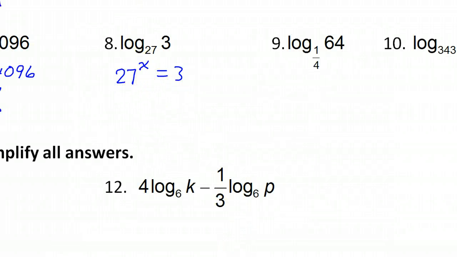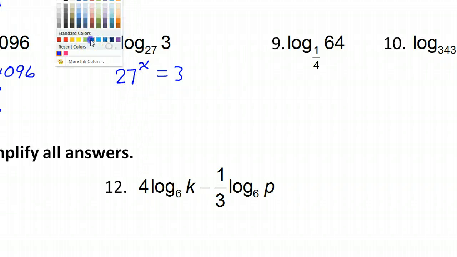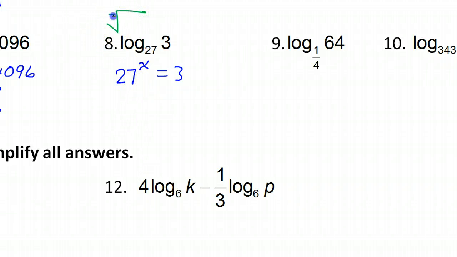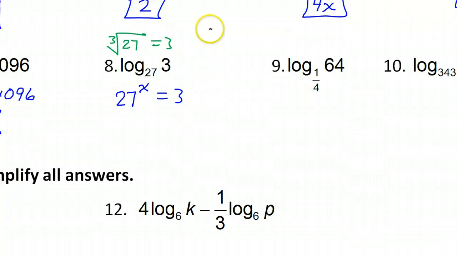In other words, okay, maybe I'll do this off to the side. Because the third root of 27 equals 3, we know that the third root is the same thing as the 1/3 power. Okay, so we know that 27 to the 1/3 power is equal to 3. Okay, so 1/3 has to be the answer.